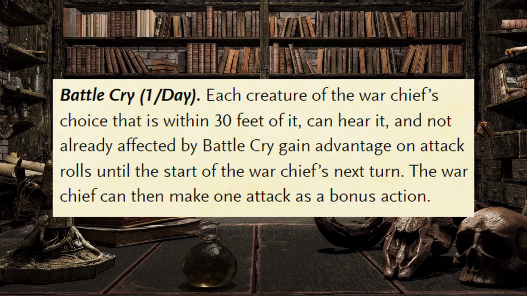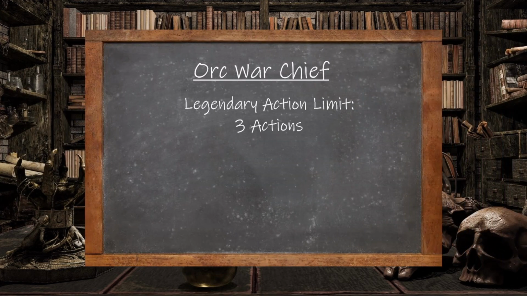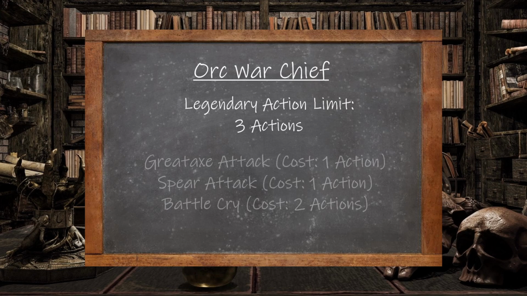To me, this seems like a perfect candidate for a legendary action, but it can be very powerful if it's done too often. So, we'd want to restrict this ability from being used normally on the war chief's turn, and then set the cost of this legendary action to use 2 actions. If we set a standard limit of 3 legendary actions per round on the orc war chief, that means he can either make 3 extra attacks as legendary actions, or make 1 attack and 1 battle cry, which brings him back into balance.